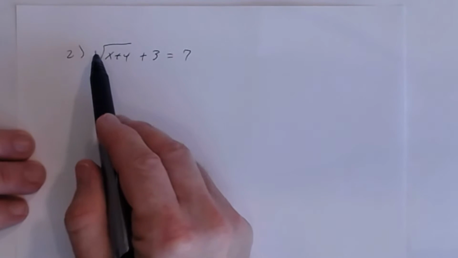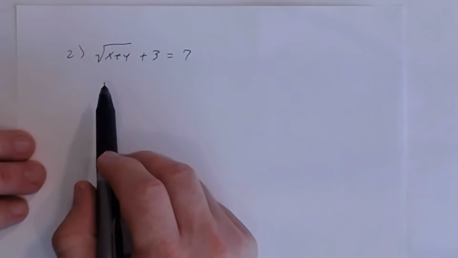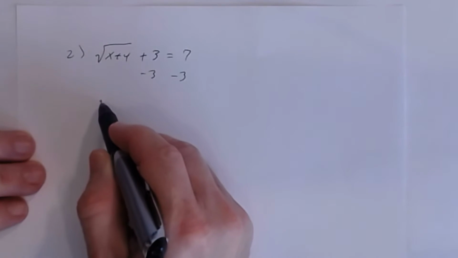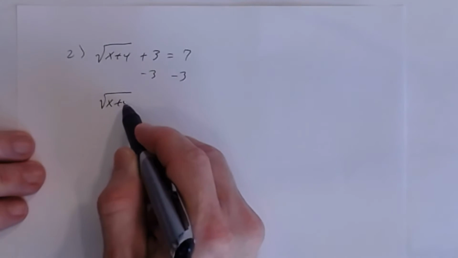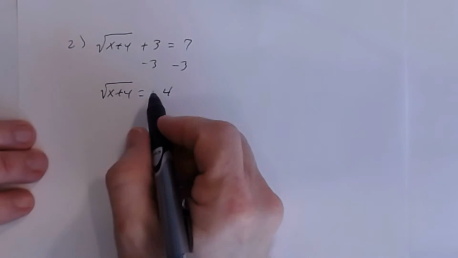So I've got to isolate that radical by itself, because at some point I want to get x by itself. So I'm going to subtract 3 from both sides. When I subtract 3 from both sides, I get the square root of x plus 4 equals, and then 7 minus 3 is 4. Okay, now I'm going to square both sides.